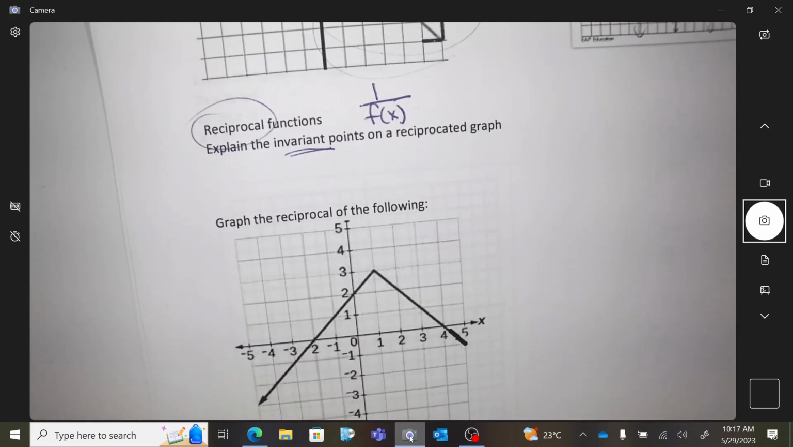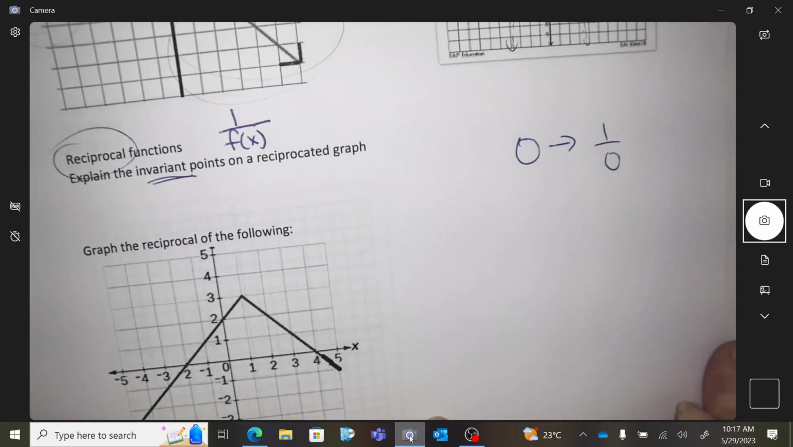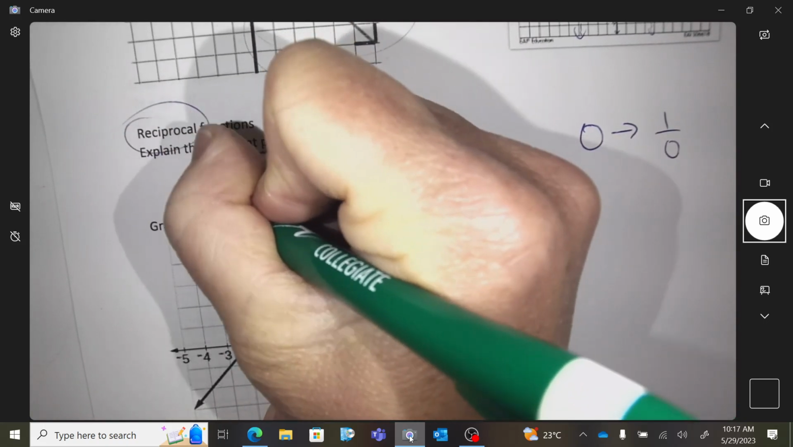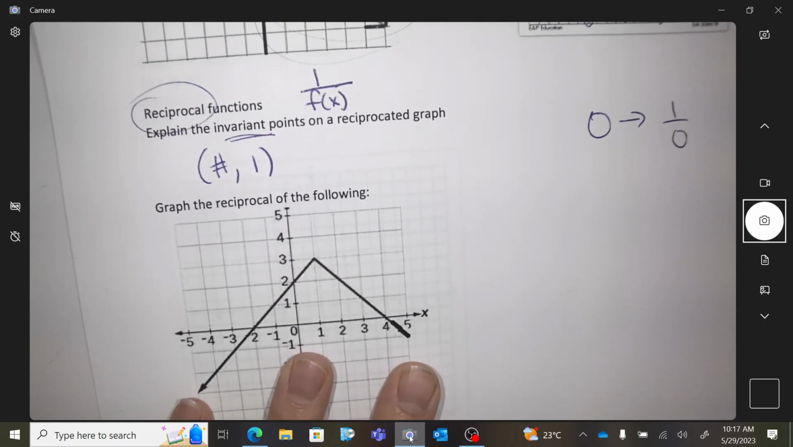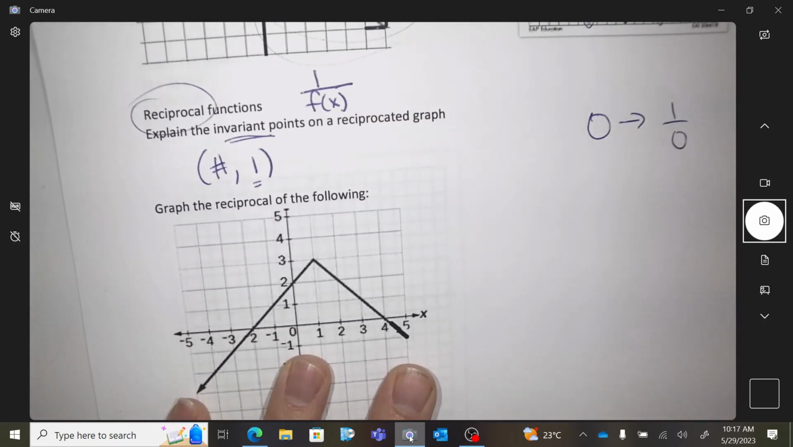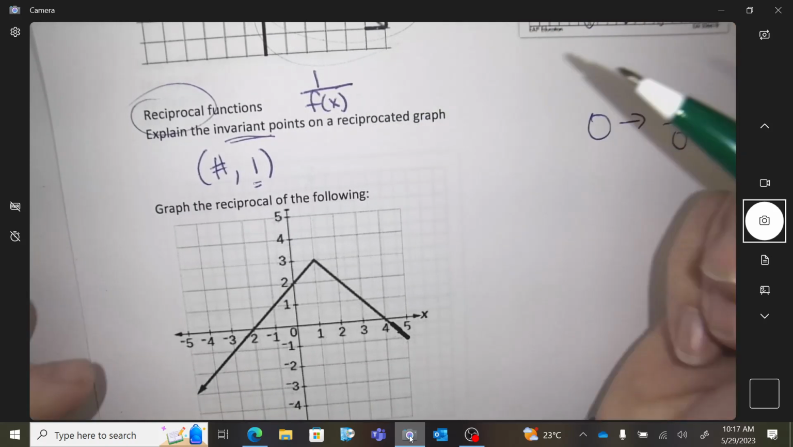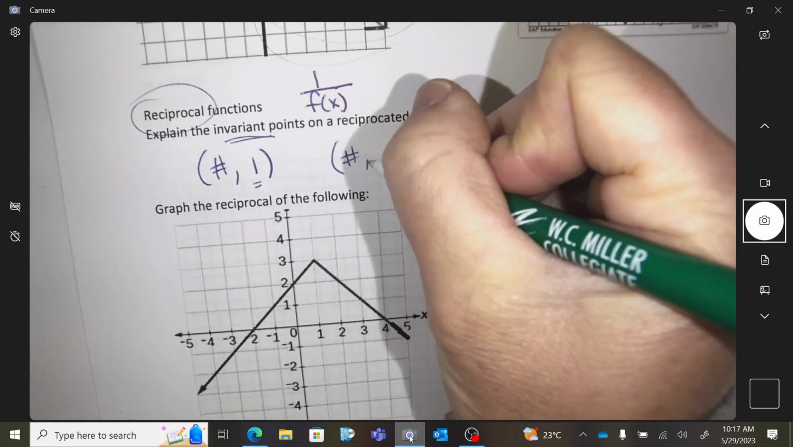No. 0 changes. Because 0 becomes 1 over 0, which is different. Yep, 1. Remember, we're dealing with the heights. There's also something else though too that didn't change ever. What was some other number that doesn't change? -1.